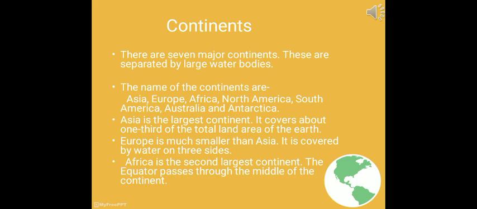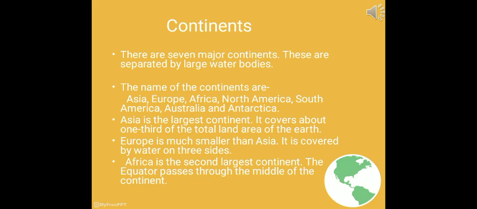Next continent is Europe. Europe is much smaller than Asia. The continent lies to the west of Asia. The Arctic Circle passes through it. It is bounded by water bodies on 3 sides.